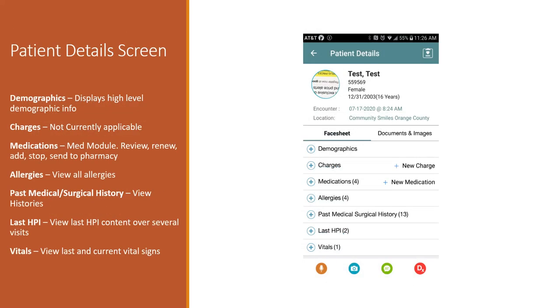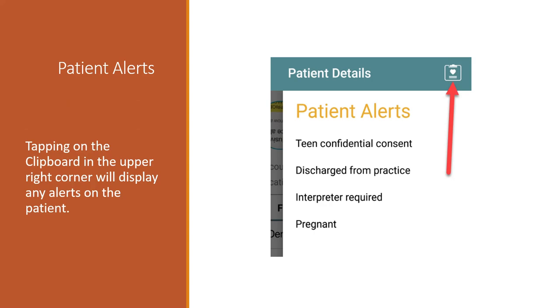Opening the patient chart reveals the face sheet. This displays the patient's demographic information, medications, which is essentially the medication module, allergies, past medical and surgical history, last HPIs, and vital signs. Charges are not currently used in the app and must be completed in EHR. If the patient has any alerts, they can be viewed by tapping the clipboard in the upper right corner.